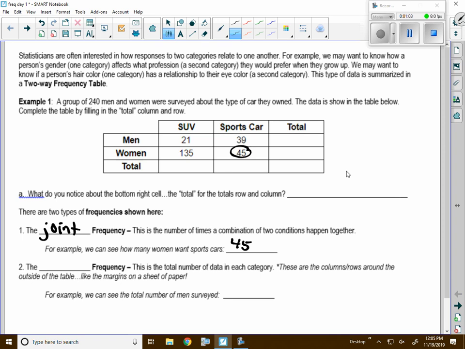Then we have something called marginal frequencies, M-A-R-G-I-N-A-L. Those are the total columns, and they are not filled in yet, so we're going to do that. To get my total here, what am I going to do? Add down. If I add 21 and 135, I get 156, and in sports cars, I would get 84.